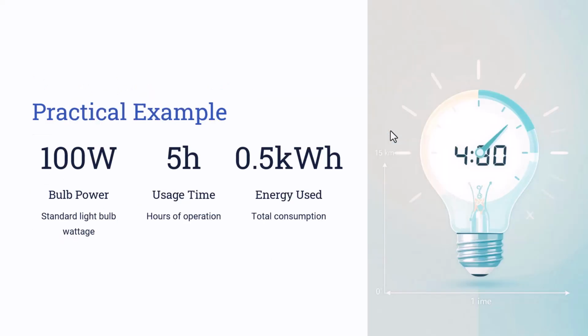So a practical example is, let's use a standard light bulb. Okay, so for a standard light bulb that is, let's say, rated for 100 watts and is being used for 5 hours, the energy that that bulb would consume will be 0.5 kilowatt hour. Okay, this is quite simple, this is quite straightforward.